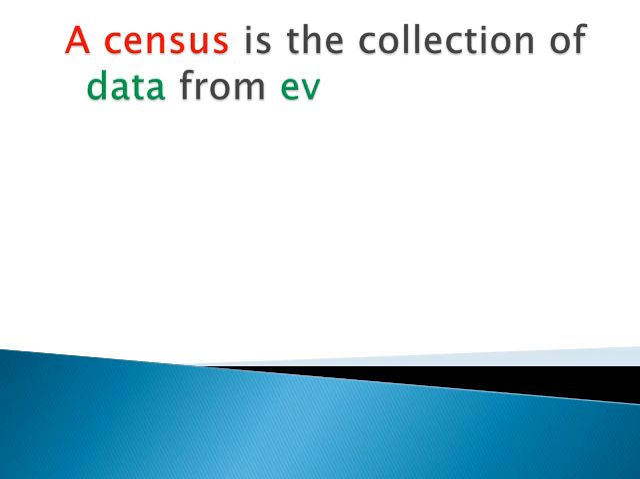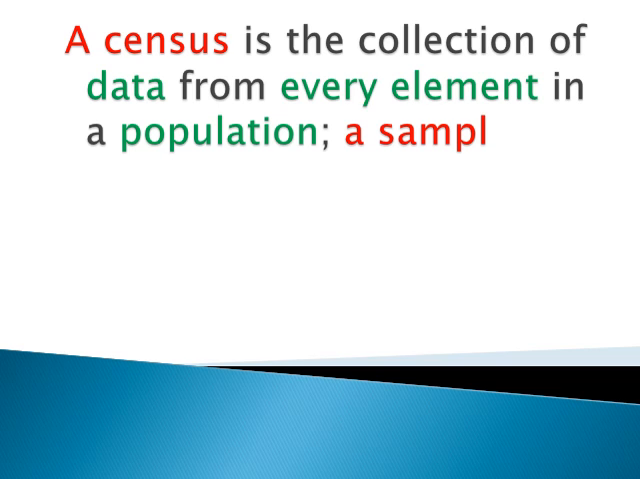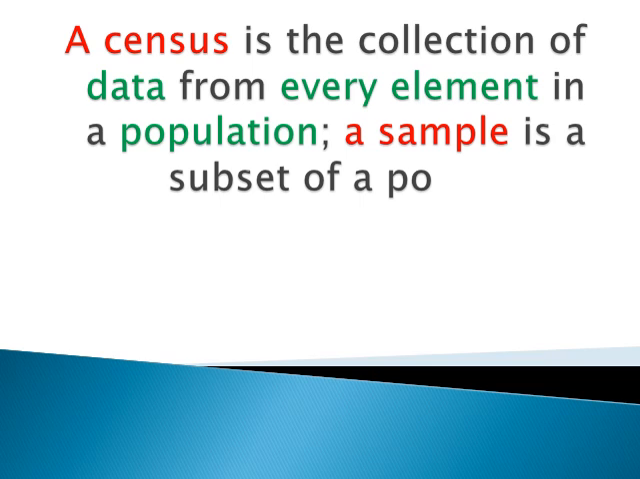The next topic of this video is what a census is. A census is the collection of data from every element in a population, and a sample is a subset of a population. So there is a difference. When we do a census, it includes all the elements in that society or that group that you study. Like for example in Canada, a census has to be a long run, and it takes time because we have to collect information from every person, as compared to a sample.